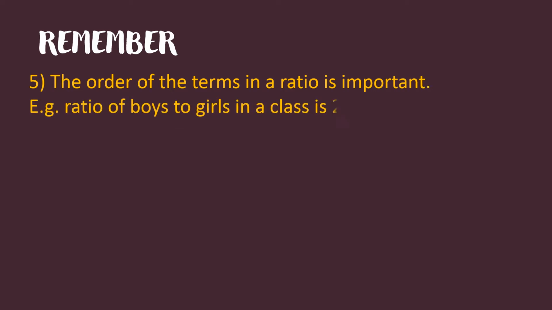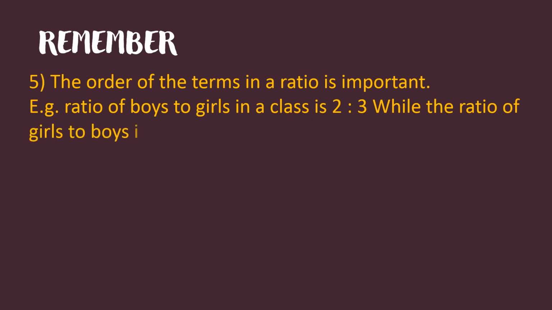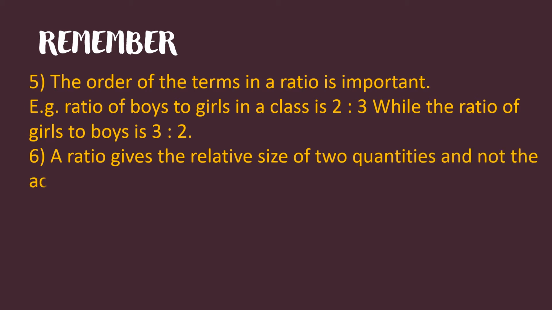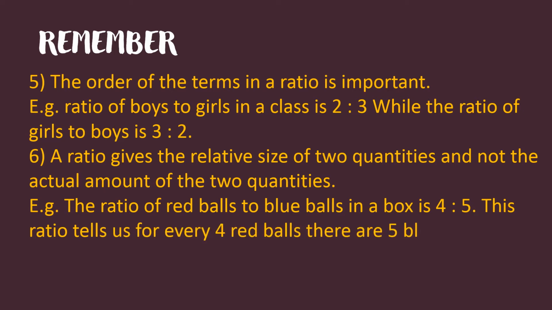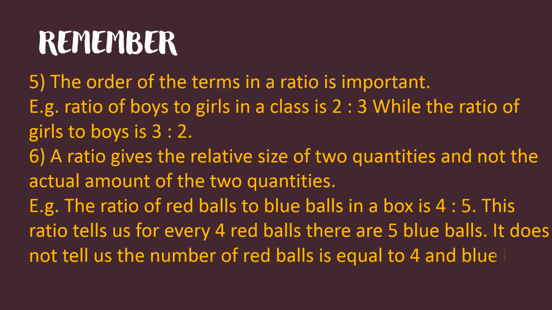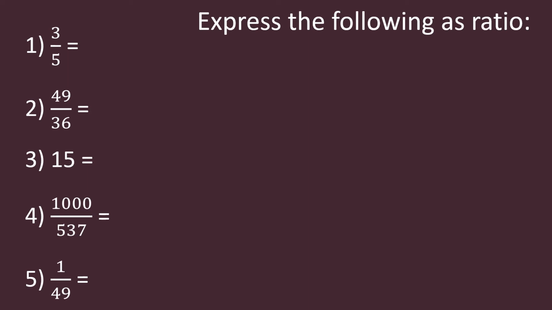Number 5, the order of the terms in a ratio is important. For example, the ratio of boys to girls in a class is 2 is to 3, while the ratio of girls to boys is 3 is to 2. Number 6, a ratio gives the relative size of two quantities and not the actual amount of the two quantities. For example, the ratio of red balls to blue balls in a box is 4 is to 5. This ratio tells us for every 4 red balls, there are 5 blue balls. It does not tell us that the number of red balls is equal to 4 and the blue balls is equal to 5. Let us solve some questions to understand ratio in a better way.